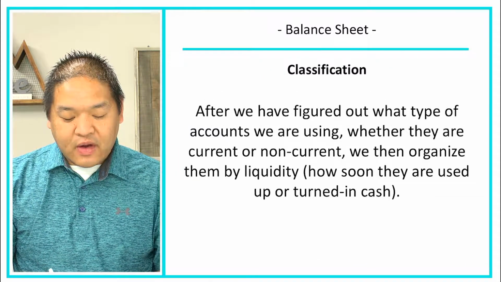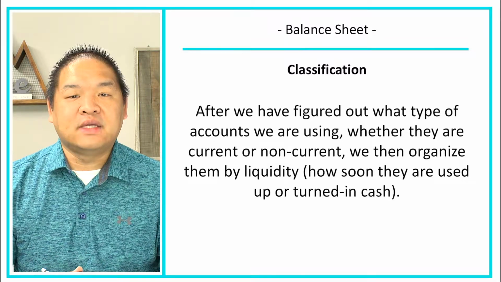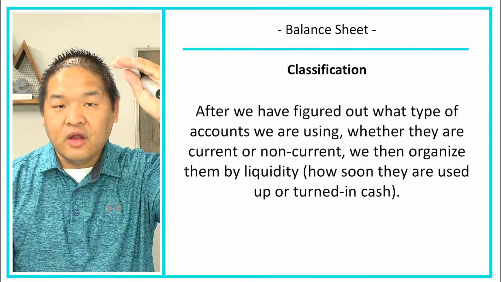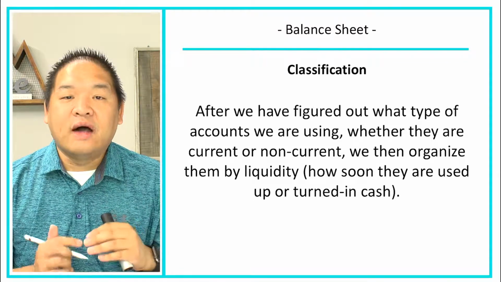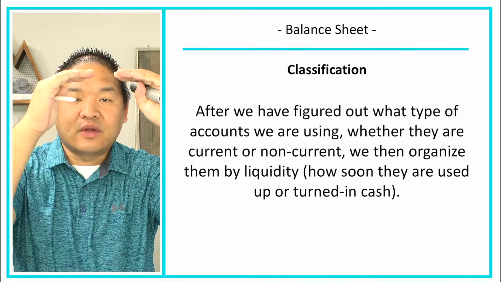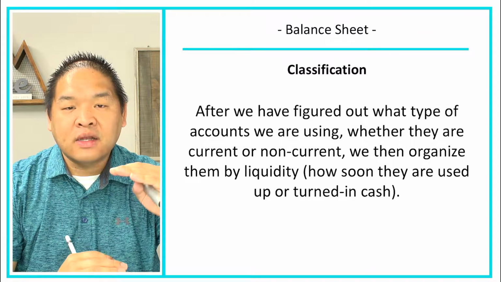Now, after we figured out what type of accounts we were using, whether they are current or non-current, we can then organize them by liquidity. Most liquid to cash goes first, and then from there, we go to least liquid. So obviously, current assets would go first, and then we would organize them from most liquid to least liquid. And then after that, we would have non-current assets.